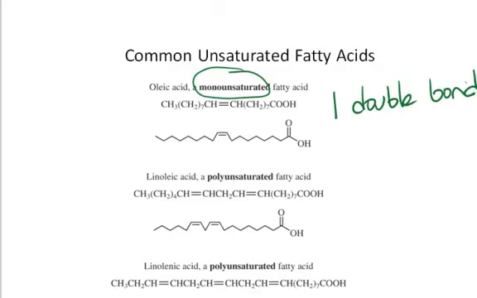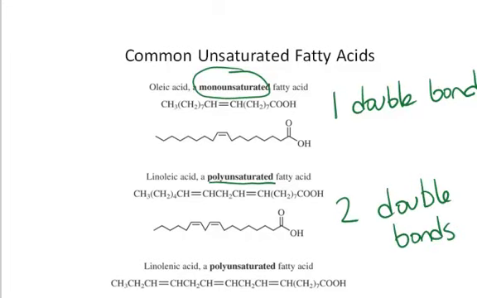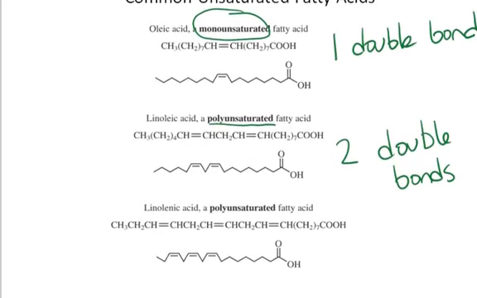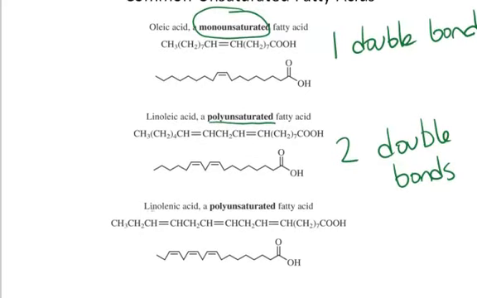Linoleic acid is what's called a polyunsaturated fatty acid because it has more than one unsaturation. It has two double bonds. And then linolenic acid, this is linoleic acid, this is linolenic acid, is also considered a polyunsaturated fatty acid, and it has three double bonds. Okay, so that's the basic structure of a fatty acid.